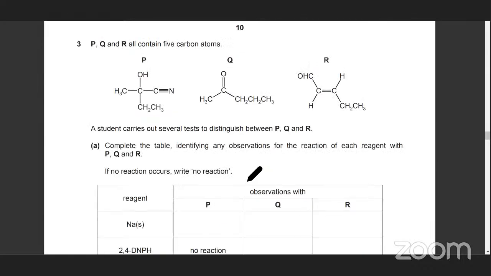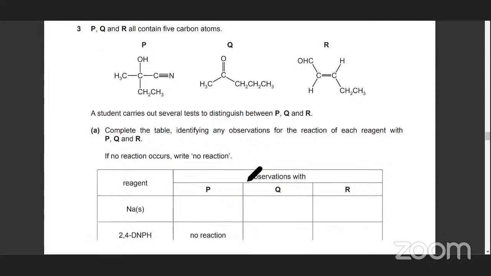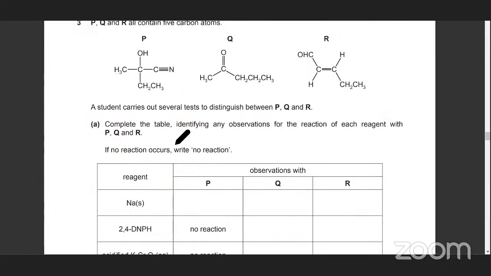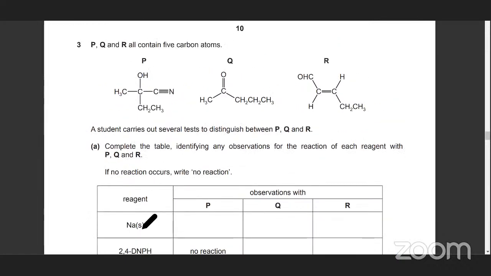As question number 3, we're going to come to: a student carries out several tests to distinguish between P, Q and R, so it's a test for sodium. Which one reacts with sodium? Remember, carboxylic acids react with sodium. There is no carboxylic acid. The other thing that reacts with sodium is an alcohol. Alcohols react with sodium. And how do they react?